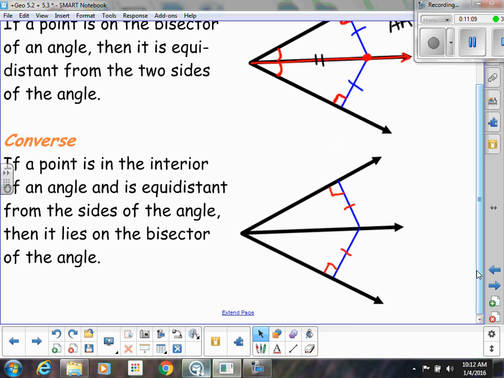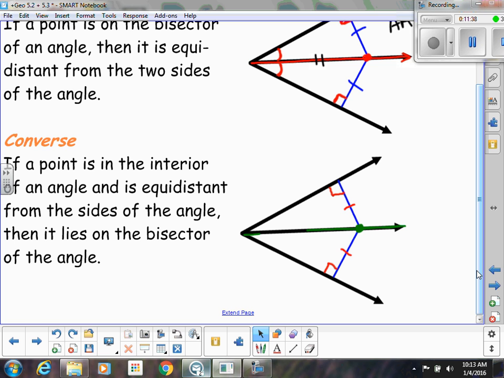And so what that says is if I know a point is equidistant to the sides of an angle, then I know that point has to be on the angle bisector. So this ray that this is on has to be an angle bisector. So these would have to be congruent. So that's kind of going backwards. So again, if I don't know that these two angles are congruent, why would I know that this is true?